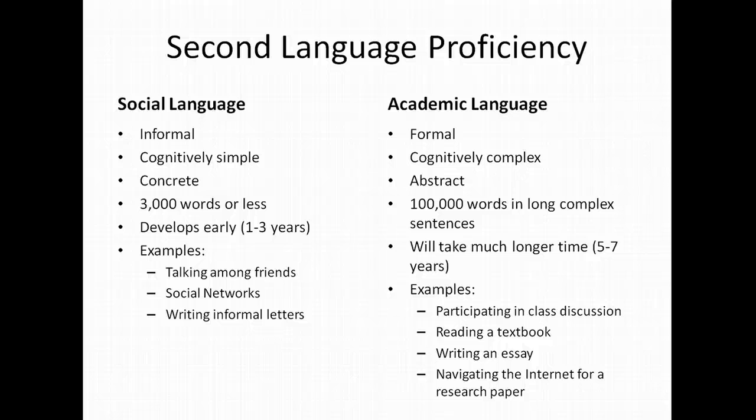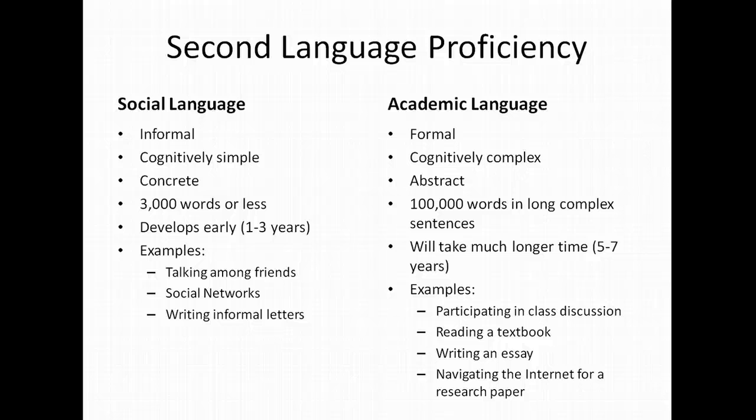basis with each other, just the pleasantries of daily language, are usually less than about 3,000 words. It develops early, social language, in a native speaker. It develops in the first 3 years of life, and some examples they provide are talking with friends, social networks, and the writing of informal letters.